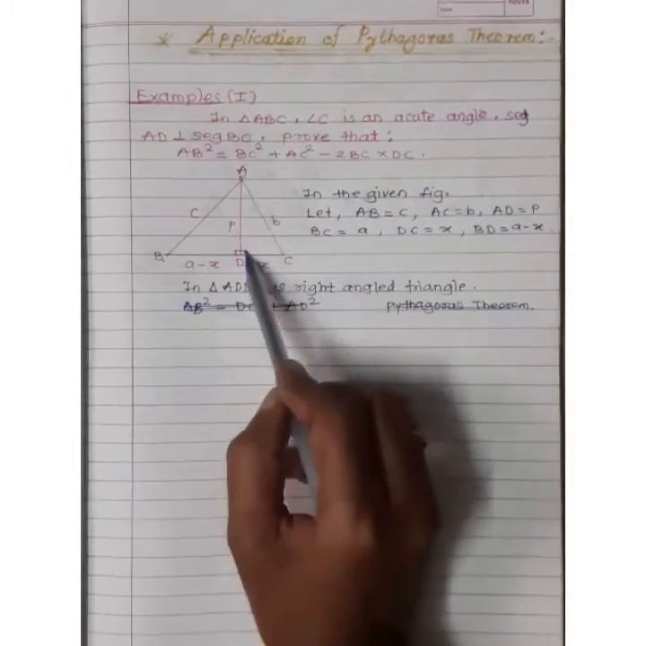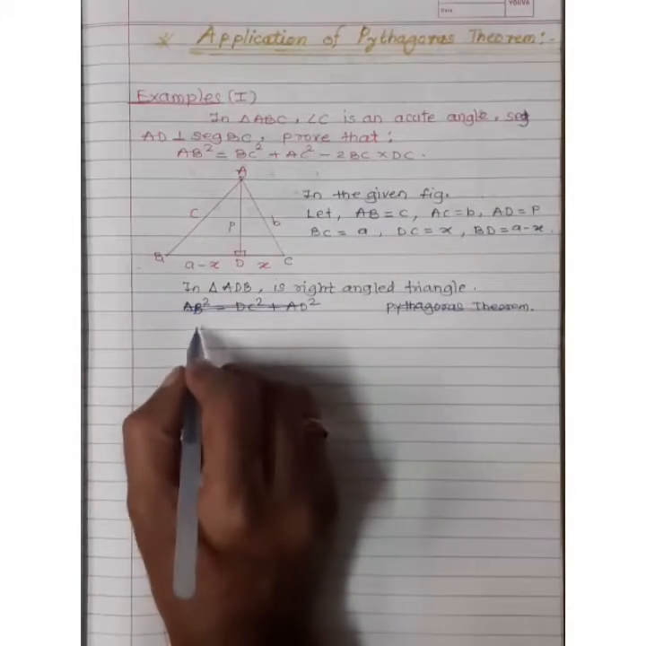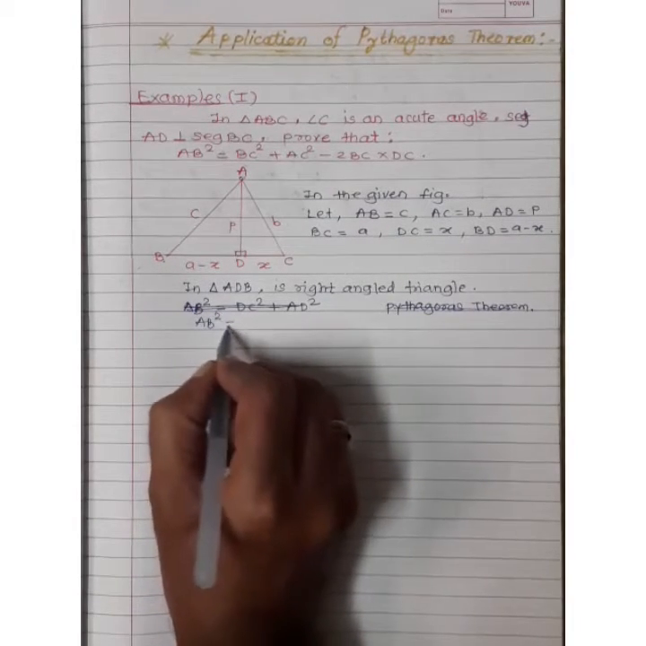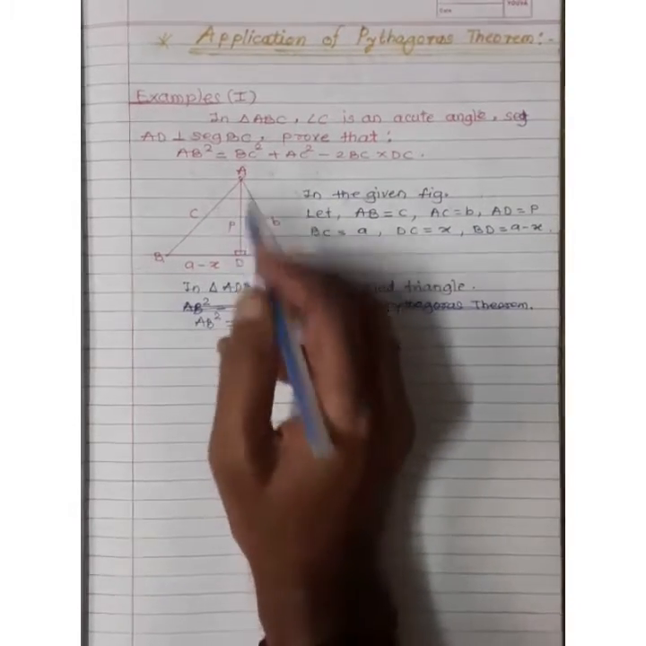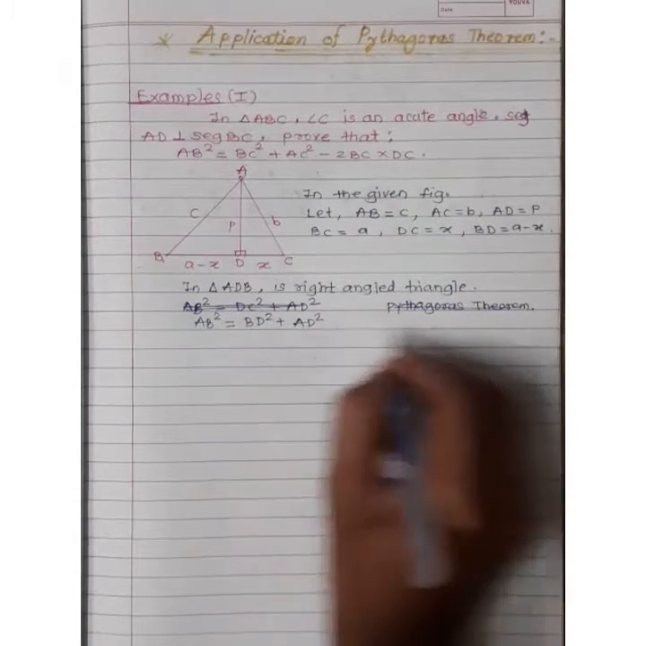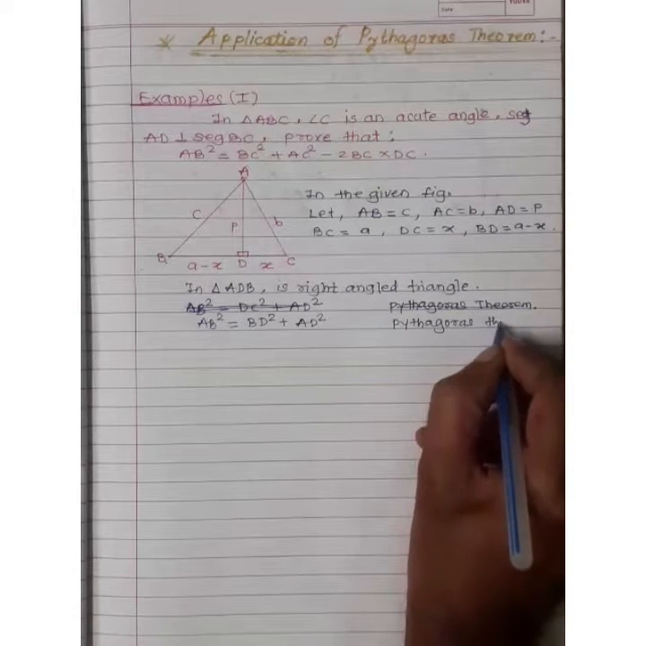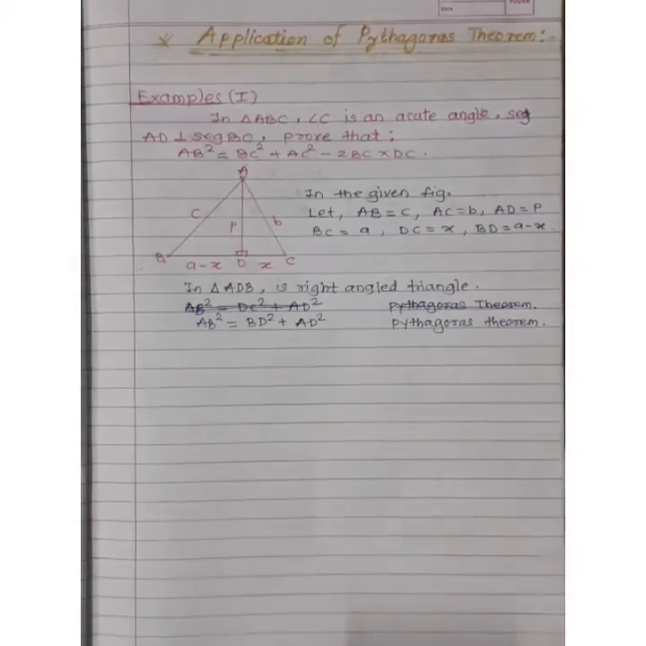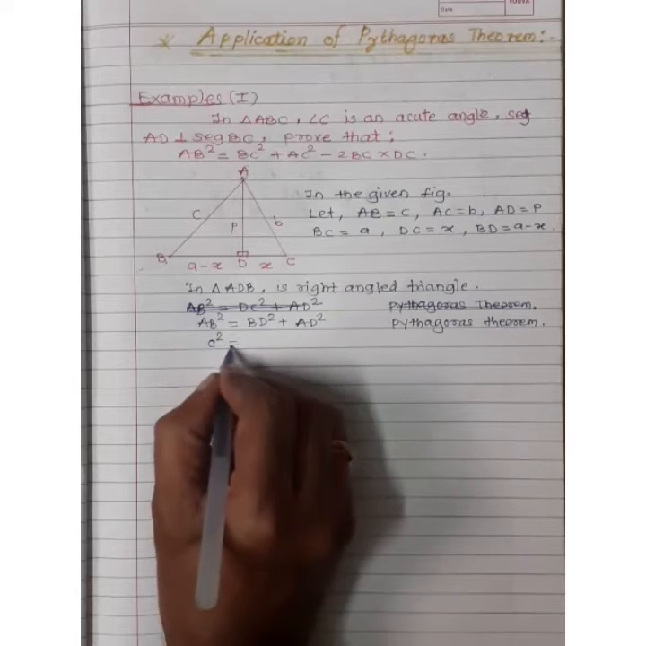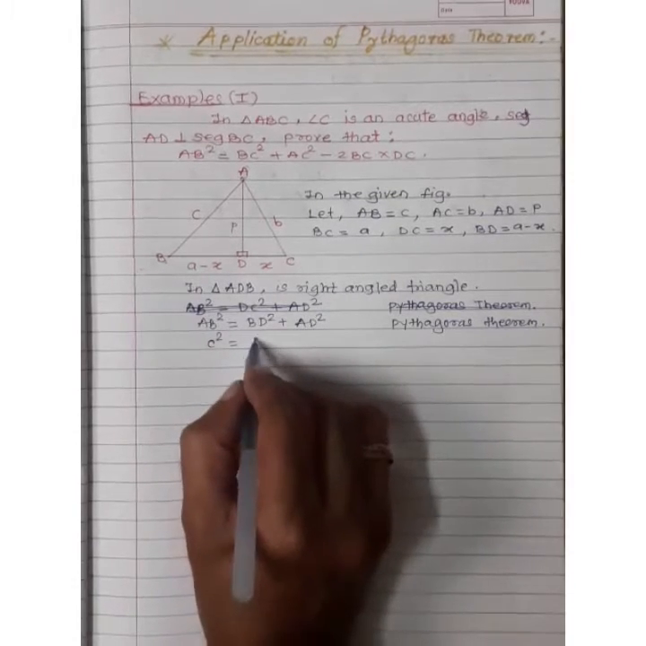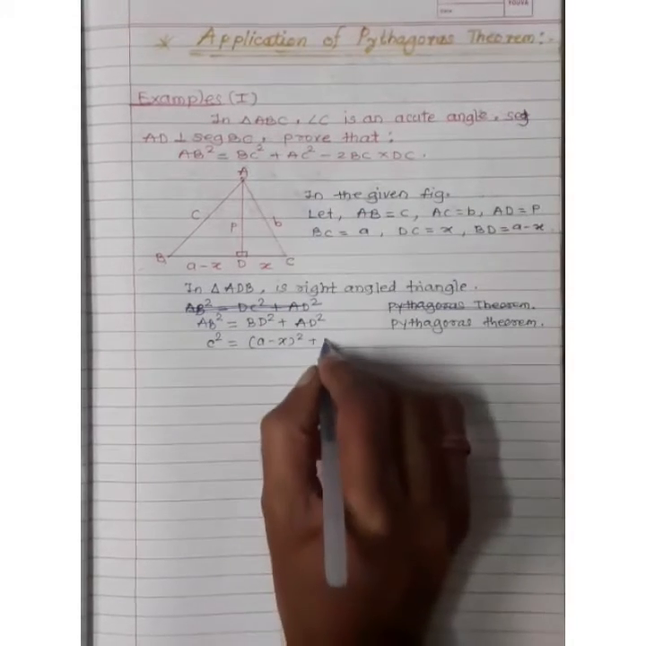In triangle ADB, which is a right angle triangle, hypotenuse square, AB square, is equal to BD square plus height square, AD square, by Pythagoras theorem. Substituting values, AB square, c square, is equal to BD square, (a minus x) square, plus AD, p square.